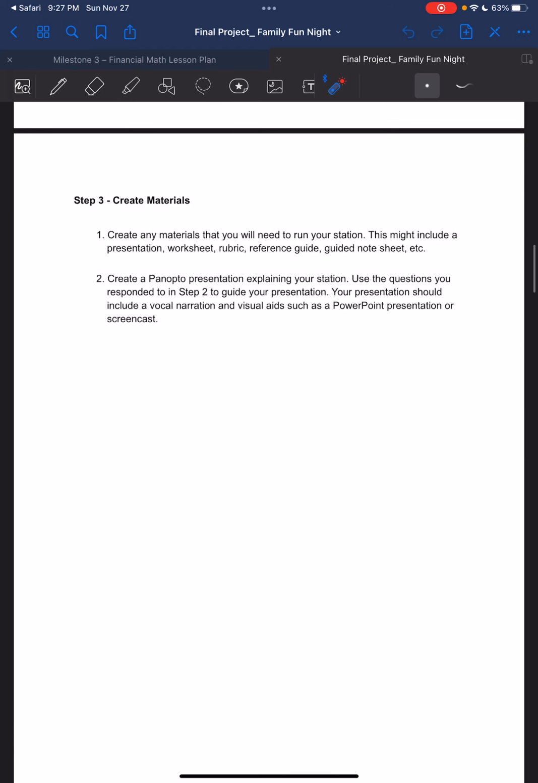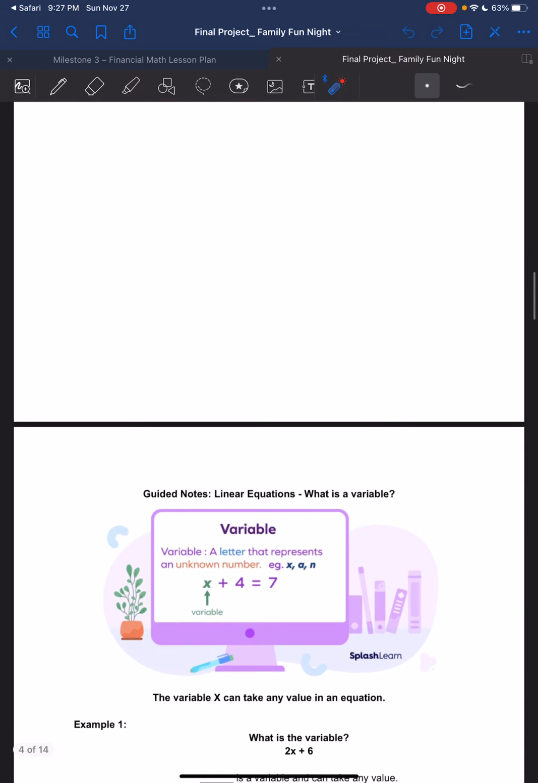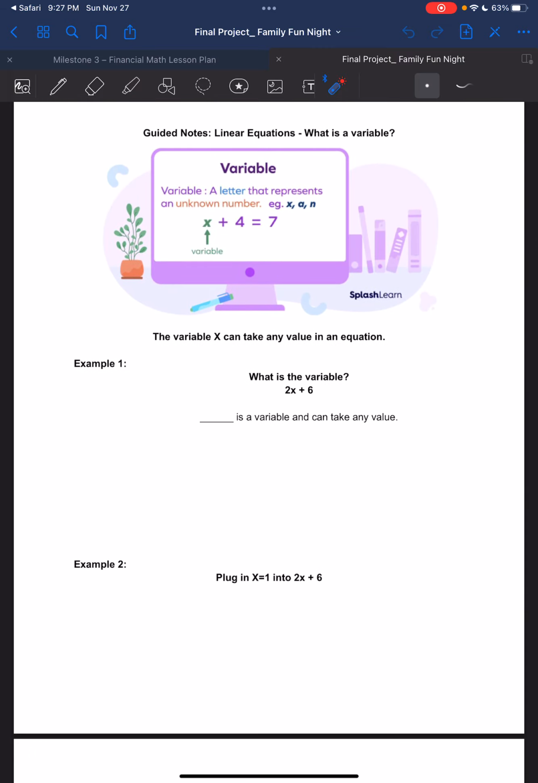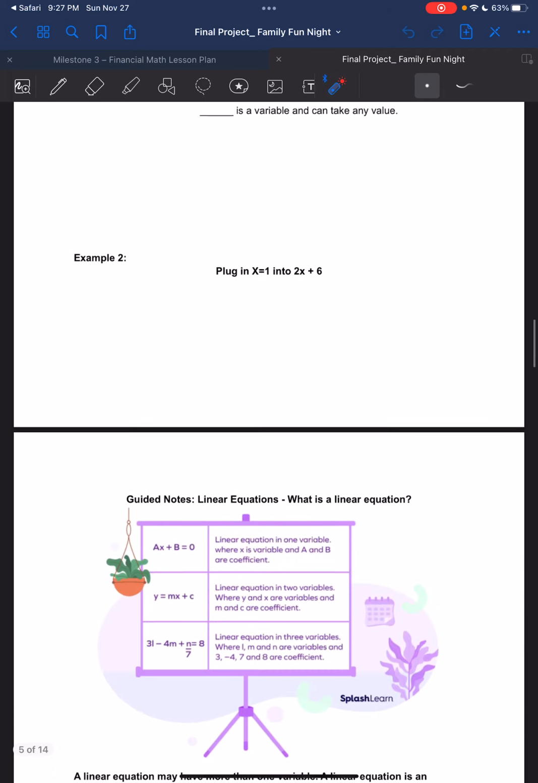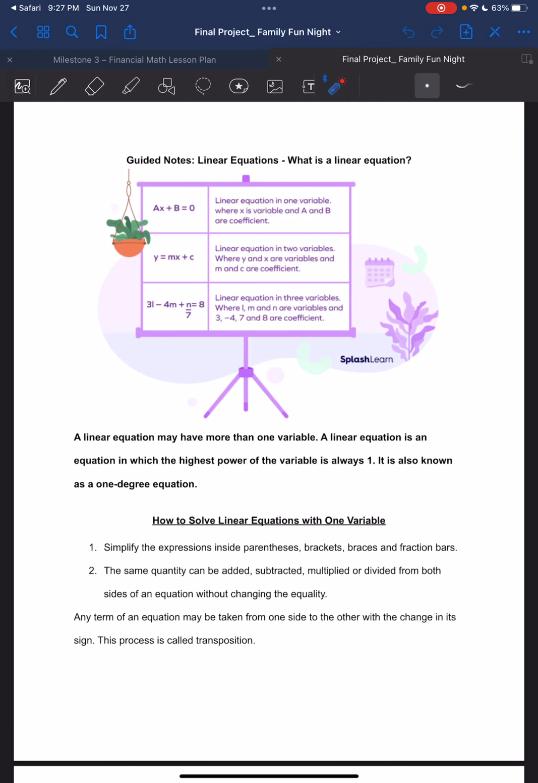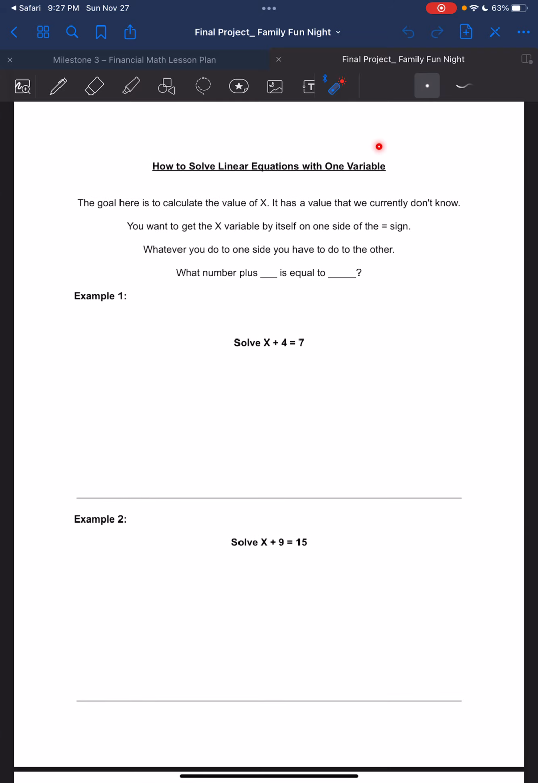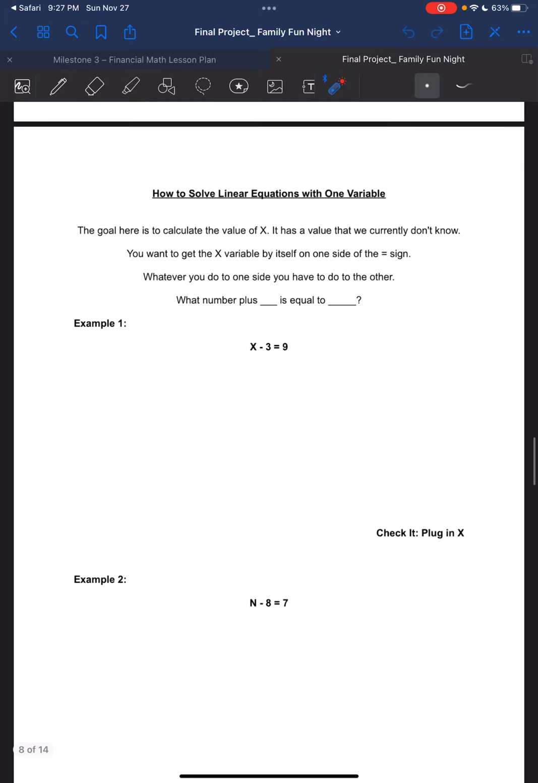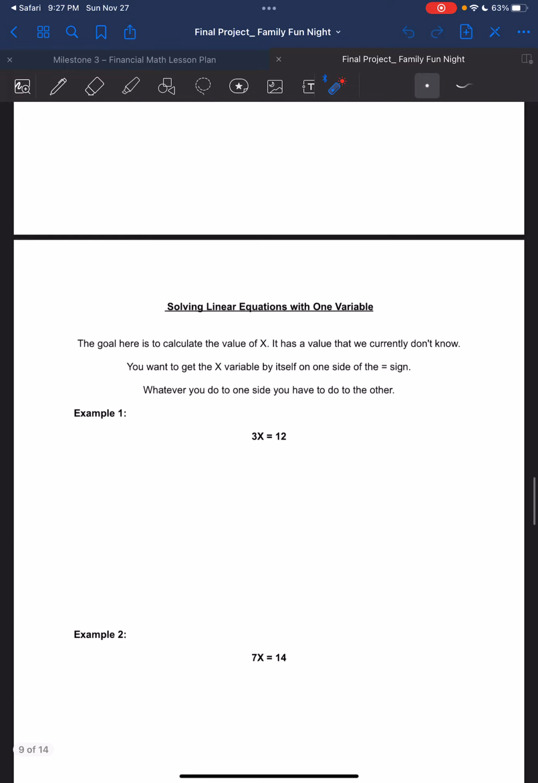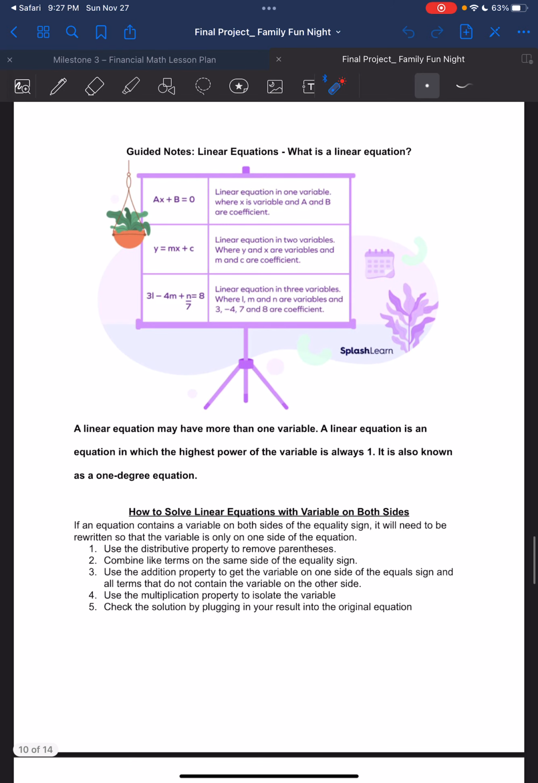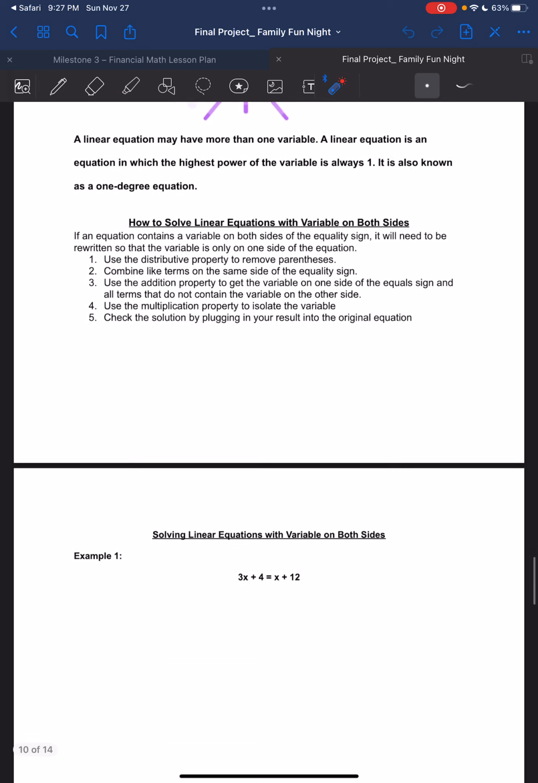I then went ahead and created the materials, which I already had created in my previous milestone. I just made a couple of changes. Here are my guided notes for explaining what a variable is, what a linear equation is, how to solve linear equations with one variable, how to solve linear equations with variables on both sides.